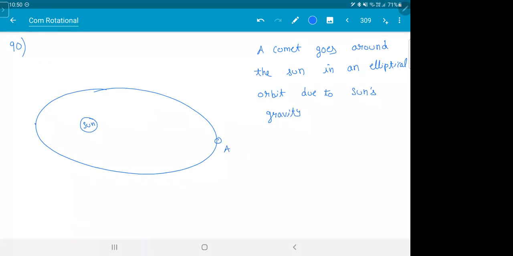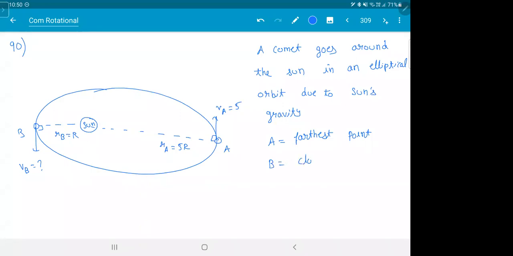So this point is A and this point is B. This VA is v. This VB I don't know. This is RA, which is 5R. This is RB, which is R. So A is the farthest point. B is the closest point. I think there's a name for this, apogee, perigee, something like that. So the question is find VB.